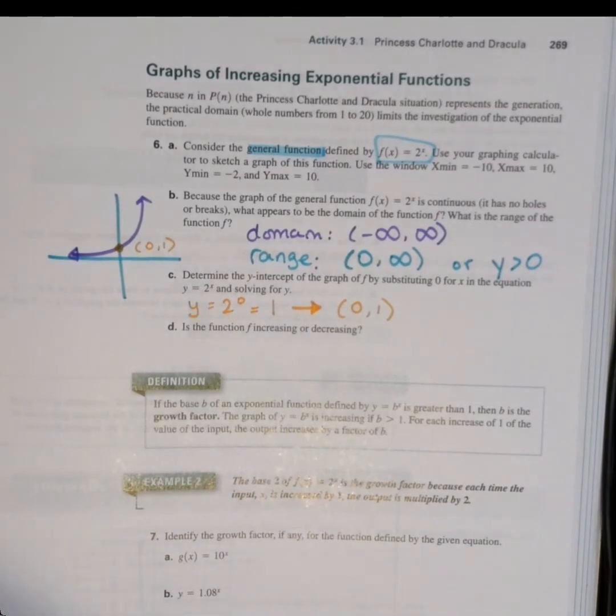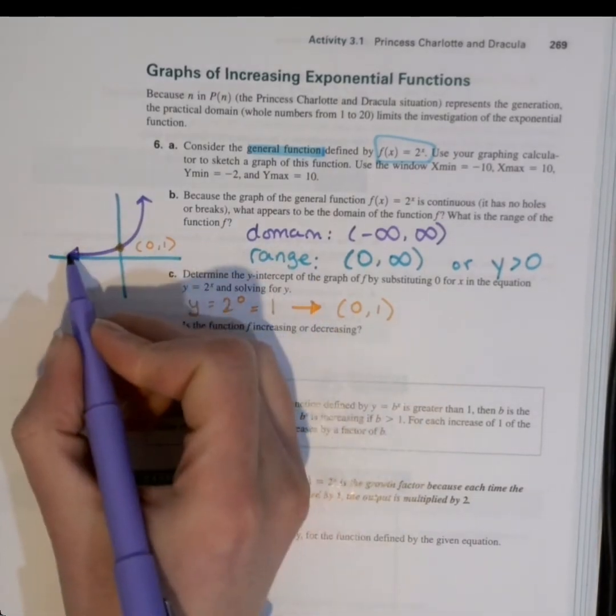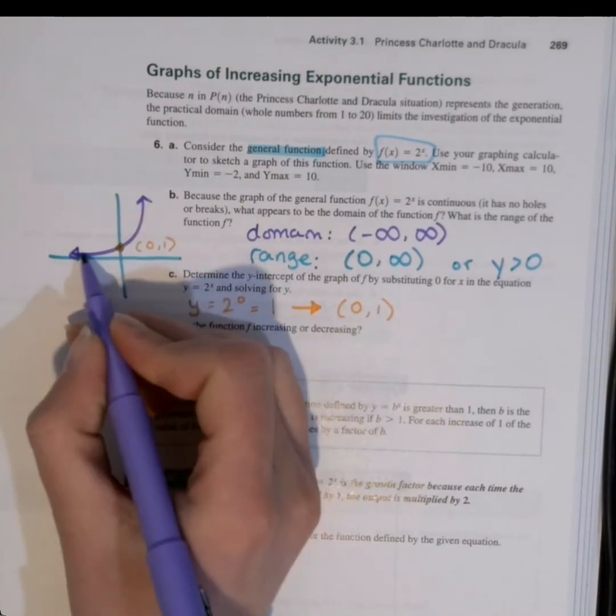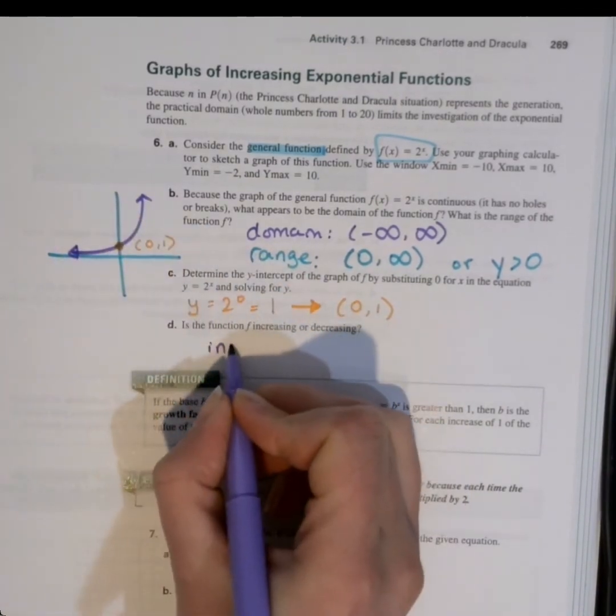Is this function increasing or decreasing? So if you ride from left to right, it's certainly increasing. It's going up very rapidly. So it's increasing.